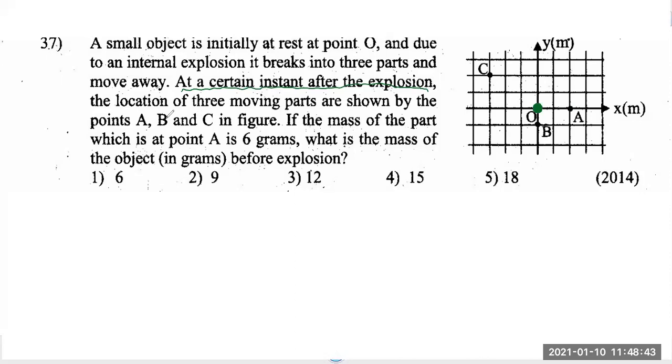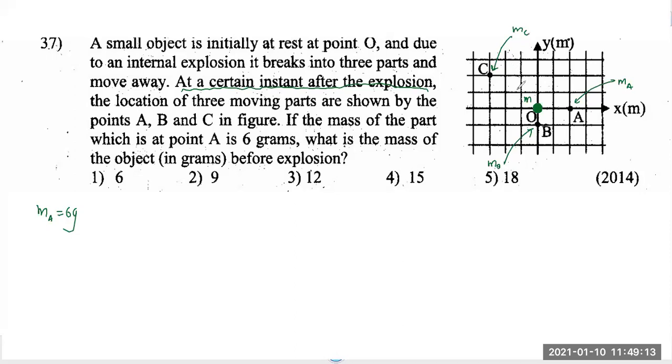If the mass of the part which is at point A is 6 grams, I'll take it as MA equals 6 grams. What is the mass of the object in grams before explosion? They are asking us to find this mass. I'll take it as M. I'll take the mass of part B as MB, the mass of part A as MA, and the mass of part C as MC.